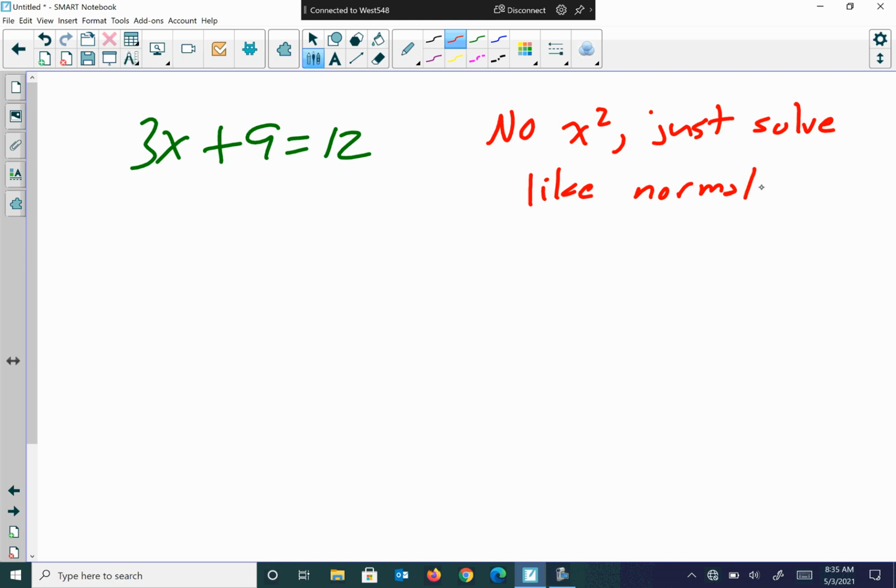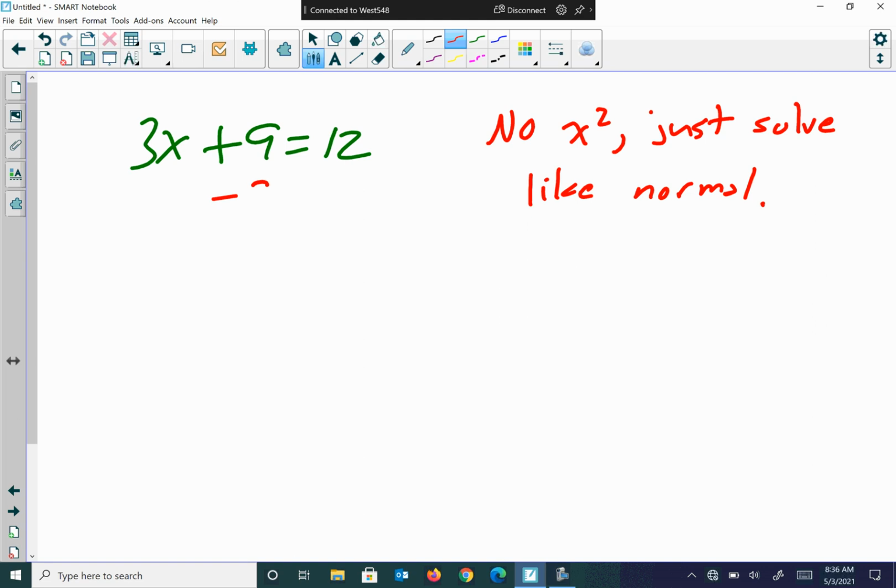If you don't have x squared, you only have one solution. You wouldn't have two. Said if there's no a value, the quadratic formula won't work. But this is not a quadratic. This is linear. Quadratic is squared. All right, so I have up there, I said no x squared, just solve like normal.